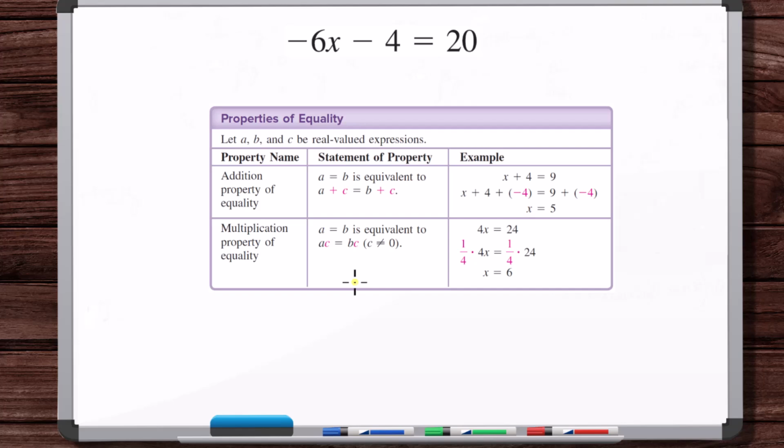Now an equivalent equation means that the solution sets are the same. That's the meaning of an equivalent equation. And so we use these properties of equality to condense down the equation until we get an extremely simple equivalent equation that we can just read off the solutions.